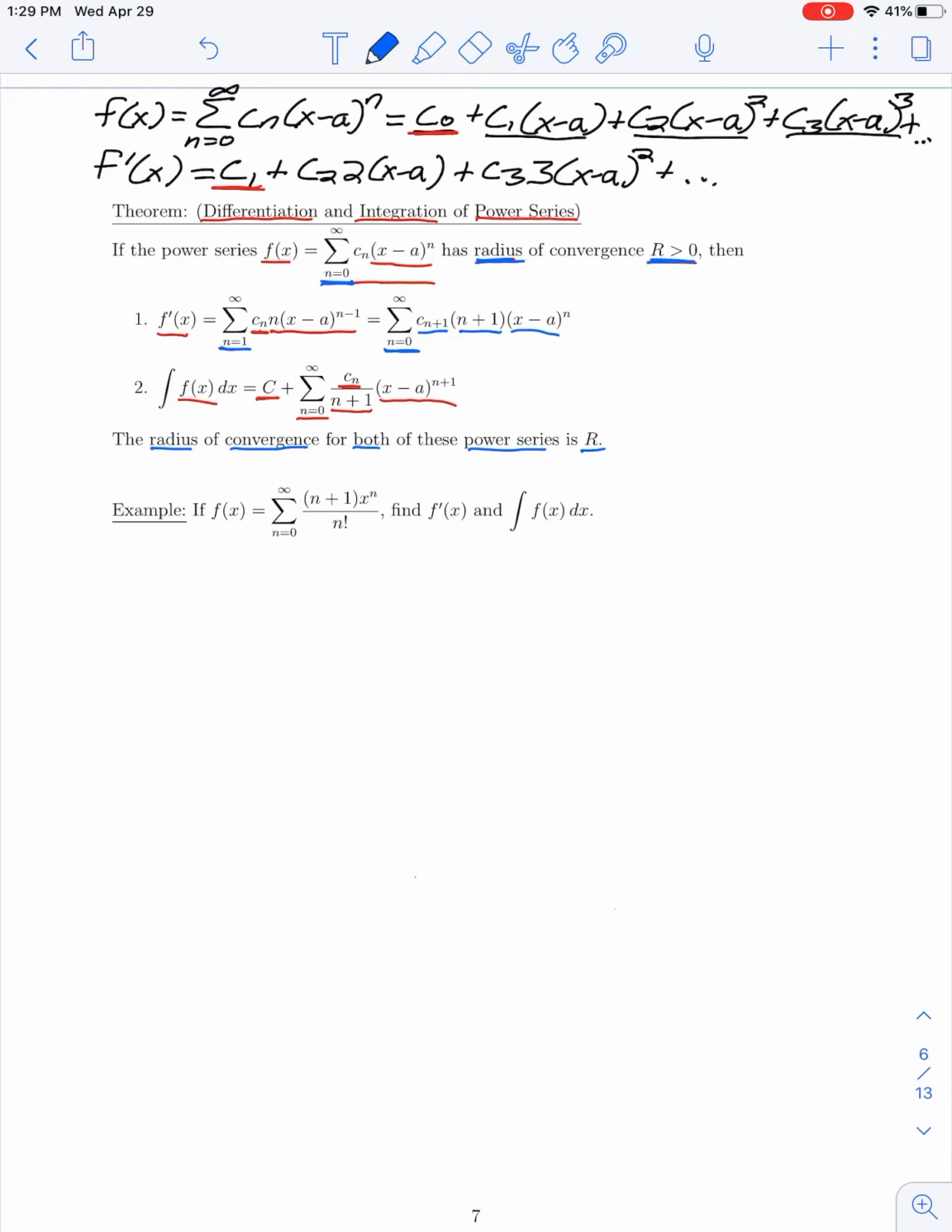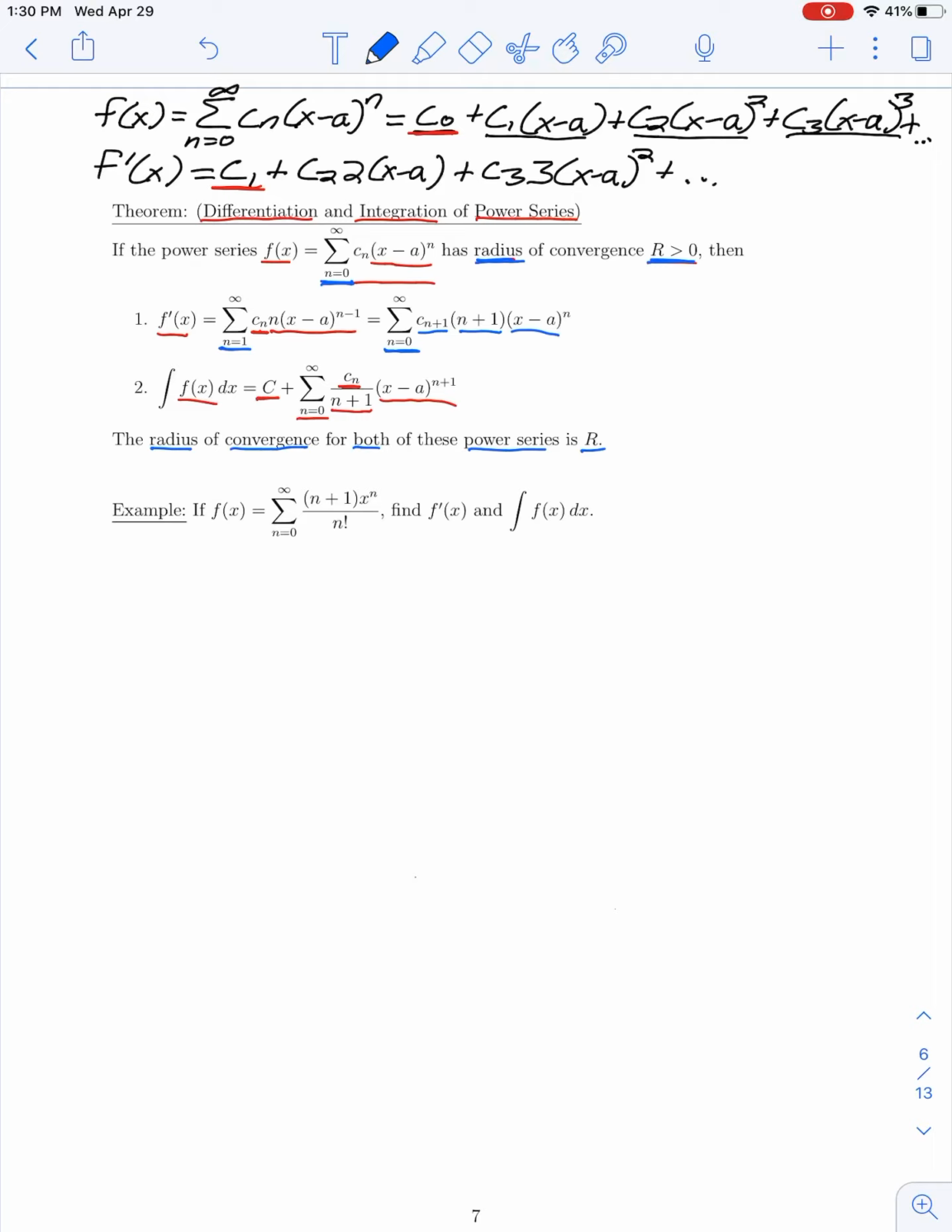Now, that only refers to the radius of convergence, not necessarily the interval of convergence. So if we have a function f of x where maybe the interval of convergence is a closed interval, so maybe we include both endpoints, then when we differentiate or integrate, we might have to throw out one of those endpoints for the interval of convergence of, say, the derivative. But the radius of convergence for those series will be the same.